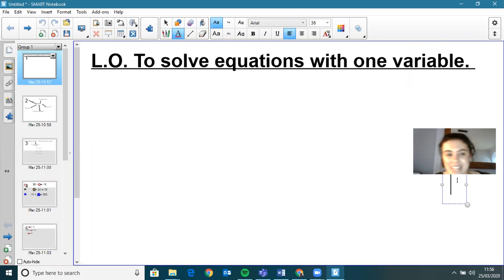Okay, so today we're going to have a look at solving equations with one variable. You won't have a huge amount of an idea what that means yet. I will come back to it as we go on.